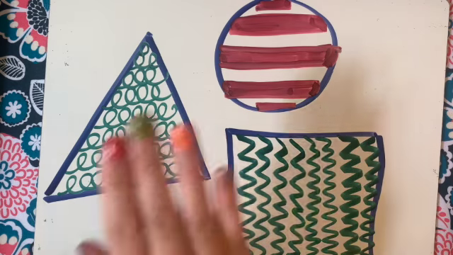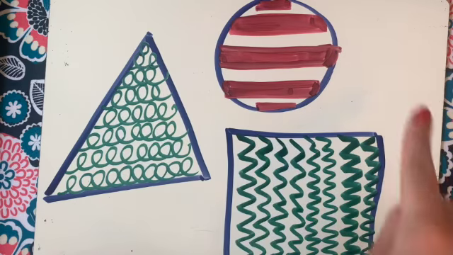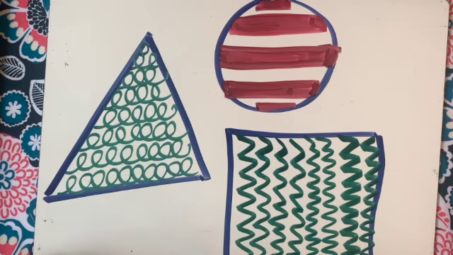I filled each of my shapes with a different type of line, but I've got all this space outside of my shapes. That's called the background. Let's see if I can create some different lines to fill up my background.